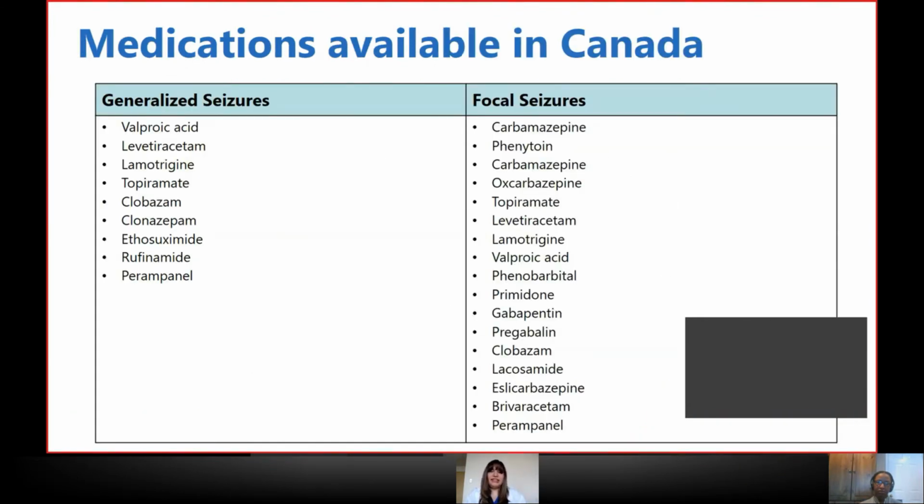As you can see, there are many medications available in Canada, and they're all considered to be fairly equally effective. However, we don't specifically know which medication is going to work best for which patient. There are certain medications that are preferred depending on whether a patient has generalized onset or focal onset seizures. So how is it then that we decide which medication to choose for a patient?